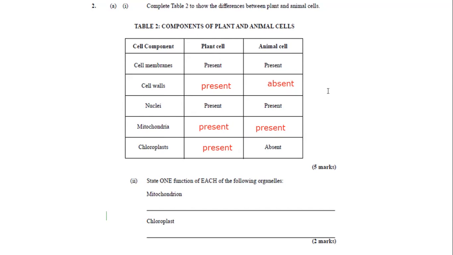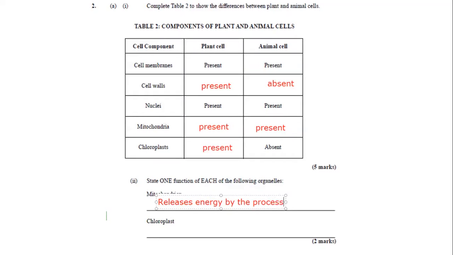All right, I see that she's back. Okay, let's go. It says state one function of each of the following organelles. What did you guys say the function of the mitochondrion was? I said give the plant energy. That was for the mitochondria. All right, so it releases energy because energy can neither be created nor destroyed. So it releases energy by what process?